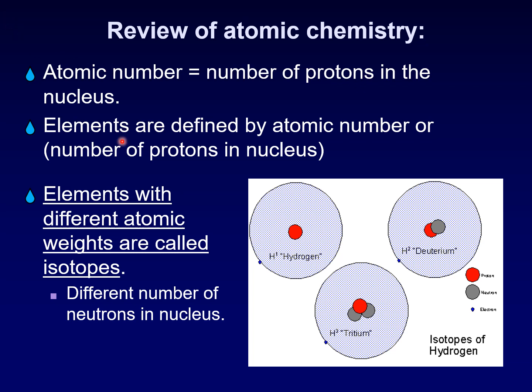Elements with different atomic weights, however, are called isotopes, and that's usually when there's a different number of neutrons in the nucleus. And we can see that over here with hydrogen. We've got hydrogen, 1 proton, no neutron. That's a stable hydrogen, right? Its atomic weight is actually 1 because it just has 1 proton. If we were to add a neutron to hydrogen, it still only has 1 proton, so it's still hydrogen, but now its atomic weight is 2, right? So we call that H2, and now it's a heavier hydrogen. We call it deuterium.